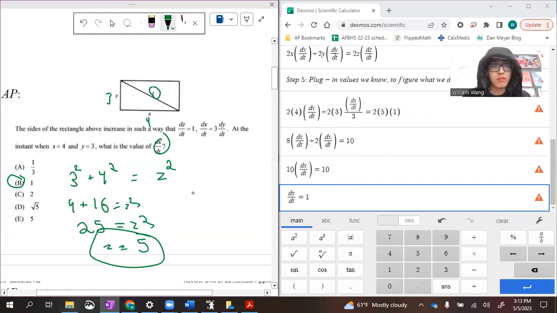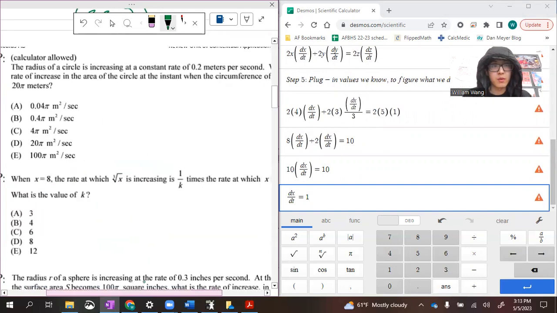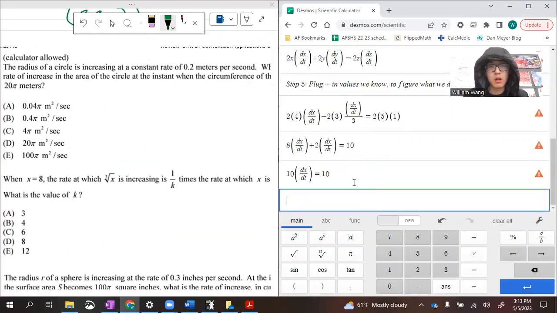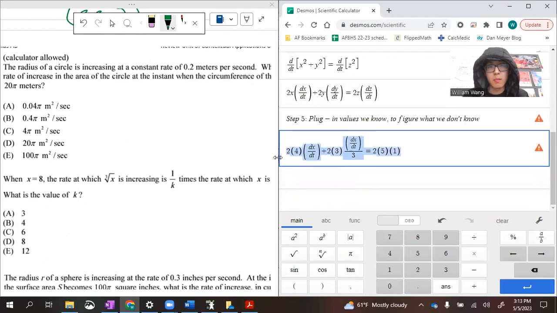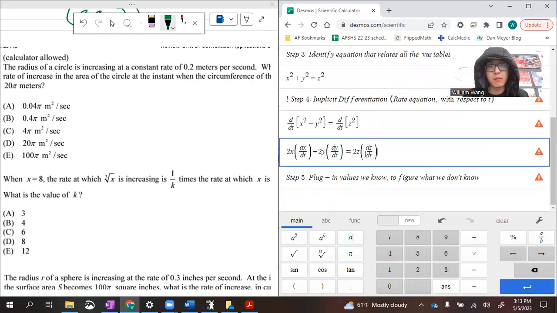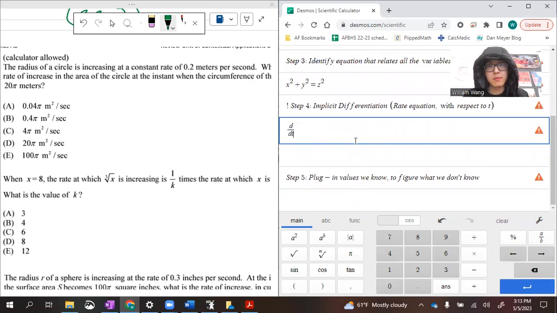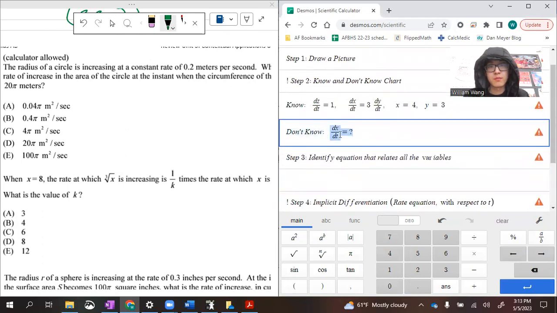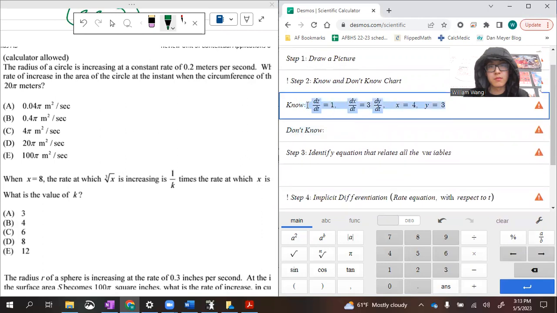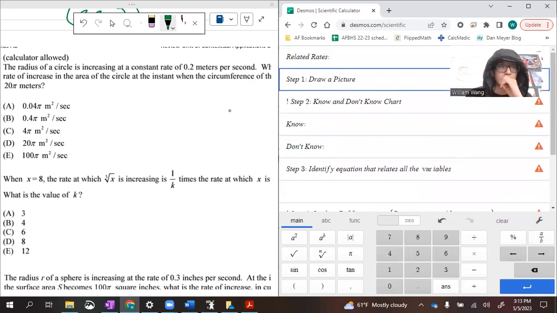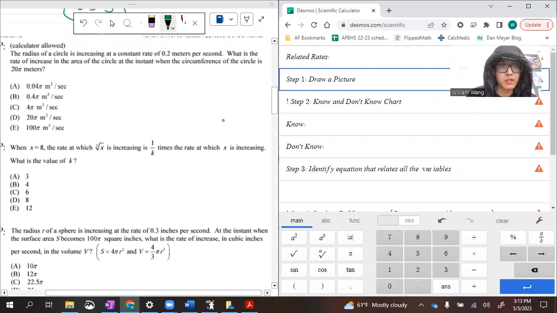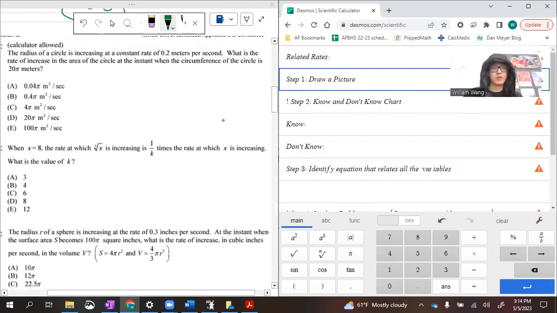Okay, we're going to move on to the next question, which is still a related rates problem. So I'm going to just erase some of this work, but I'm going to keep the steps because remember, it is the same steps. All right, the radius of a circle is increasing at a constant rate of 0.2 meters per second. What is the rate of increase in the area of the circle at the instance when the circumference of the circle is 20 pi meters?